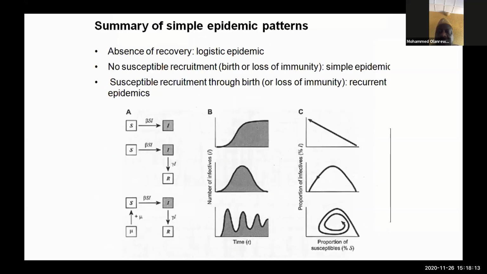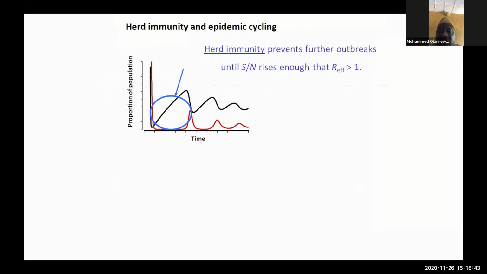Now towards the summary here. So, summary of the simple epidemic patterns. Absence of recovery, logistic epidemic. No susceptible recruitment, that is, no birth and no loss of immunity. Simple epidemic. Susceptible recruitment through birth, that is loss of immunity, recurrent epidemics. And if you look at the equation there, we have the class there, but like I said earlier, for today, I want to limit the use of mathematics because it's only meant for those of us in mathematics and maybe those in physics. We are what we call the herd immunity and epidemic cycling.